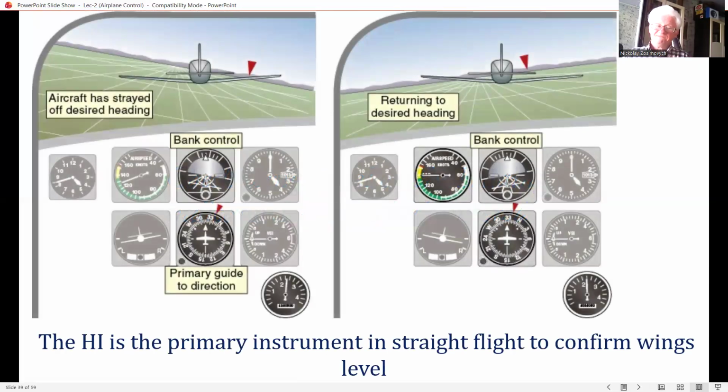It is supported by the turn coordinator and the AI. The ball should be centered to keep the airplane from slipping or skidding, to provide coordinated straight flight.